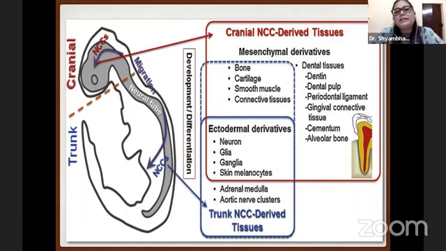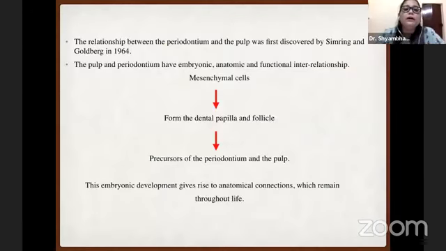So this is basically the reason why whenever a dental pulp gets involved, the infection tends to travel through the dental pulp to the surrounding periodontium or vice versa. Both ways it can happen. Now, the interrelationship between the periodontium and the pulp was first discovered by Simring and Goldberg in the year 1964. And the pulp and periodontium have embryonic, anatomic, as well as functional interrelationship. Mostly because they are both derived from the mesenchymal cells, which in later stages of tooth development form the dental papilla and the dental follicle, which are nothing but the precursors of the periodontium and the dental pulp. Now, this embryonic development gives rise to anatomical connections which remain throughout life.